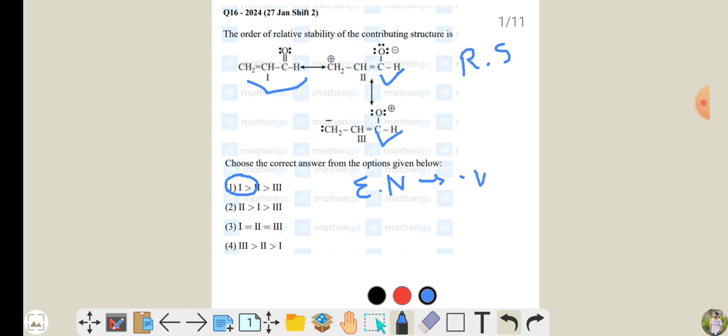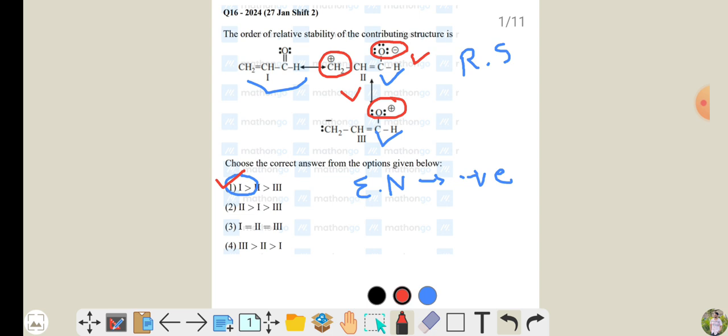If a negative charge is on the electronegative atom, it's good. If the atom is less electronegative, it should have a positive charge. In this option, the electronegative atom is oxygen and it has O negative, and the less electronegative atom is carbon, which has a positive charge. So that's why this is more stable. The second is more stable than this one. Here the electronegative atom has a positive charge, which is not stable. That's why this resonating structure is less stable than this one.